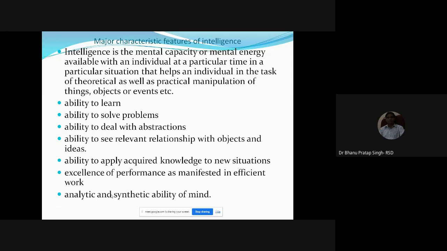Characteristics of intelligence are the ability to learn, ability to solve problems, ability to deal with abstractions, ability to see relationships between objects and ideas, ability to apply acquired knowledge to new situations, and excellence of performance as manifested in efficient work. Last but not least, analytical and scientific ability of mind. So these are the major characteristics of intelligence.